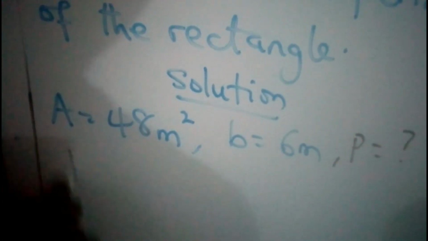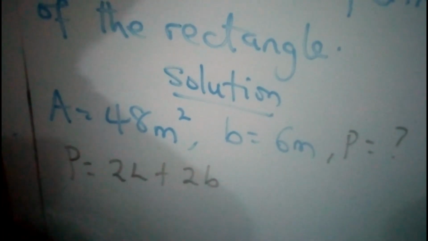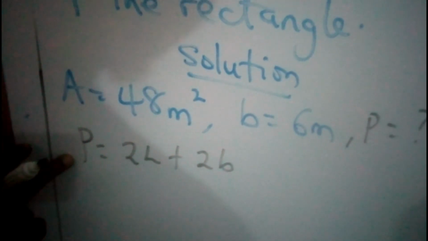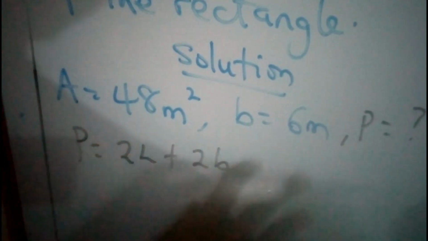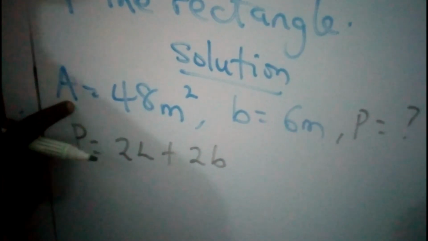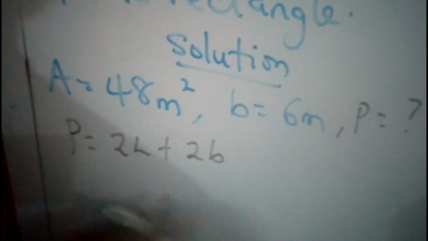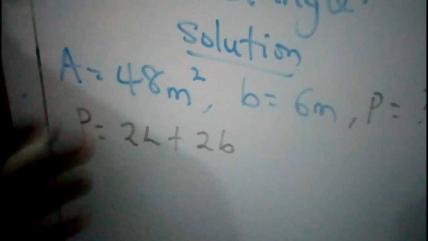rectangle. Perimeter of a rectangle is 2L plus 2B. I want to believe by now you have memorized this formula. So that means for me to find perimeter of a rectangle, I need my length and my breadth. But if you look at it very well, only breadth is given, length is not given. Another thing that is given is area. So for area to be given, it means I can find the length I need from that area. So you use the formula of area of a rectangle to get your length.